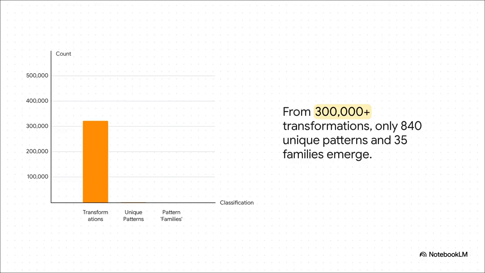We start with over 300,000 ways to scramble the grid. But get this. A whole bunch of those scrambles actually produce the exact same final pattern. When all is said and done, there are only 840 unique designs. And the rabbit hole goes deeper. Those 840 patterns can be sorted into just 35 distinct families. That's not chaos. That is a system.